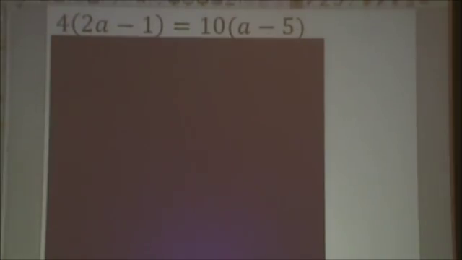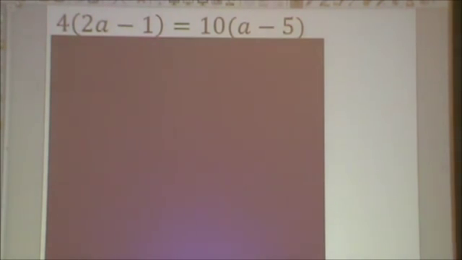Here's your second one. Notice this has distributive on both sides. So put your ketchup on your hamburger and on your french fries on the one side, and then put your ketchup on your hamburger and your french fries on the other side. Pause the video because I'm about to show you the answers in about 3 seconds.